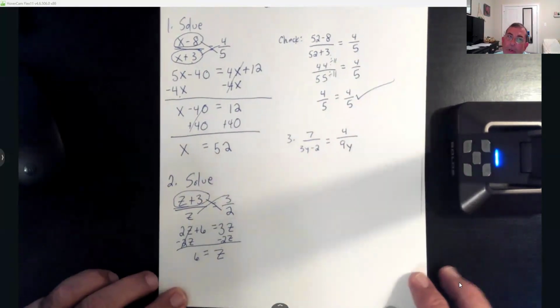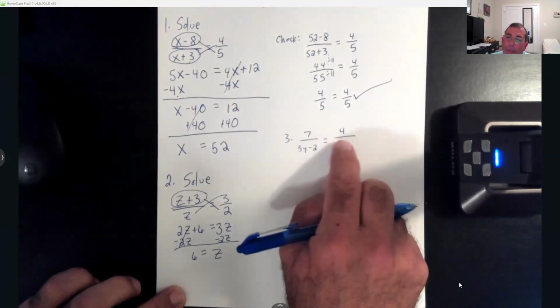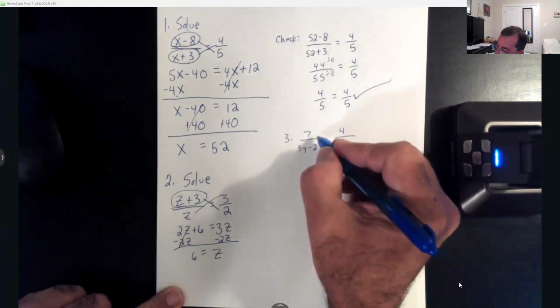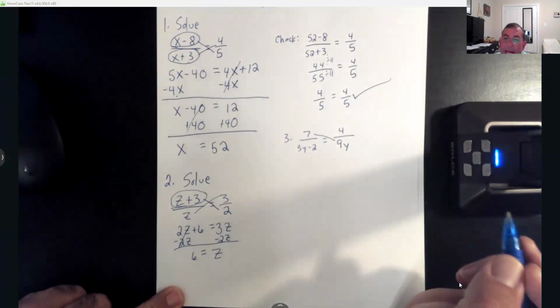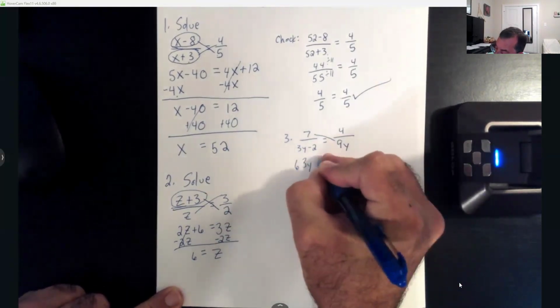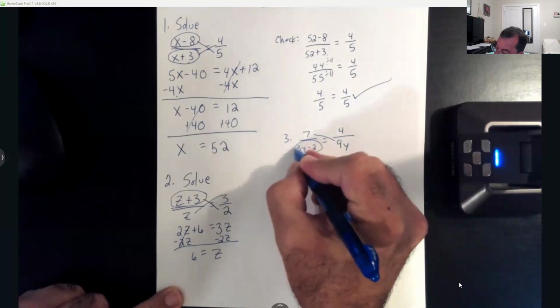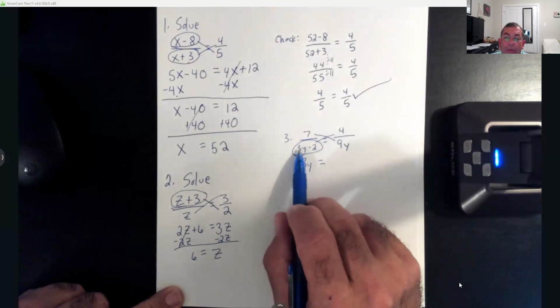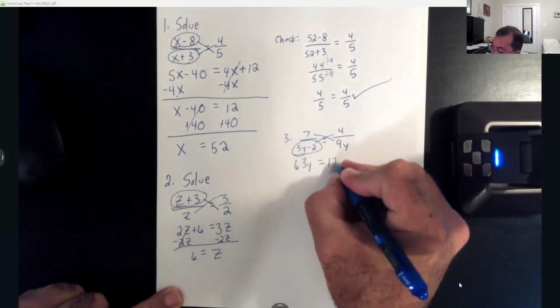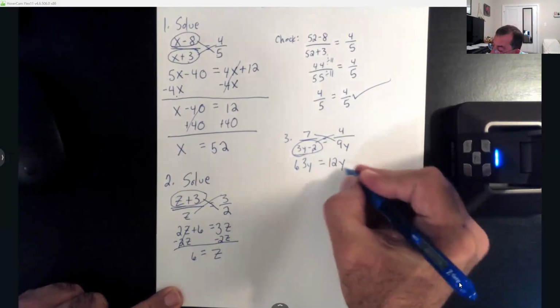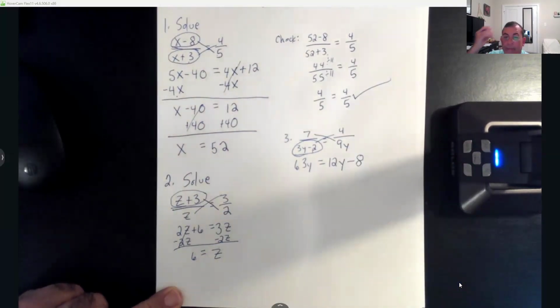Because when we do 9.6, we're going to be doing a little bit of cross multiplying on part of that, okay? All right, y'all, so take the 7 times 9y gives you 63y. That's going to equal both of these multiplied by that 4. So 4 times 3y gives you 12y. And then 4 times negative 2 gives you negative 8.